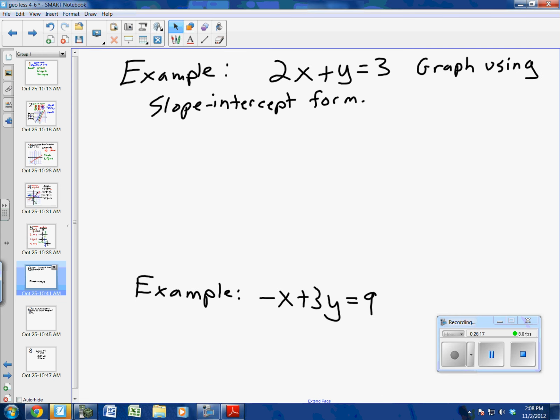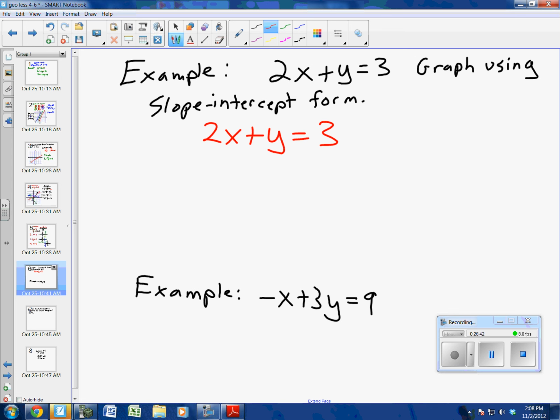Okay, now you guys, 2x plus y equals 3. We are going to graph using the slope-intercept form. In other words, before you can graph this one, what do you have to do? You have to change it to slope-intercept form. How would you do that with the first one? I'm going to rewrite it right here. 2x plus y equals 3. And I've got to get y by itself. That means I've got to get rid of the 2x.